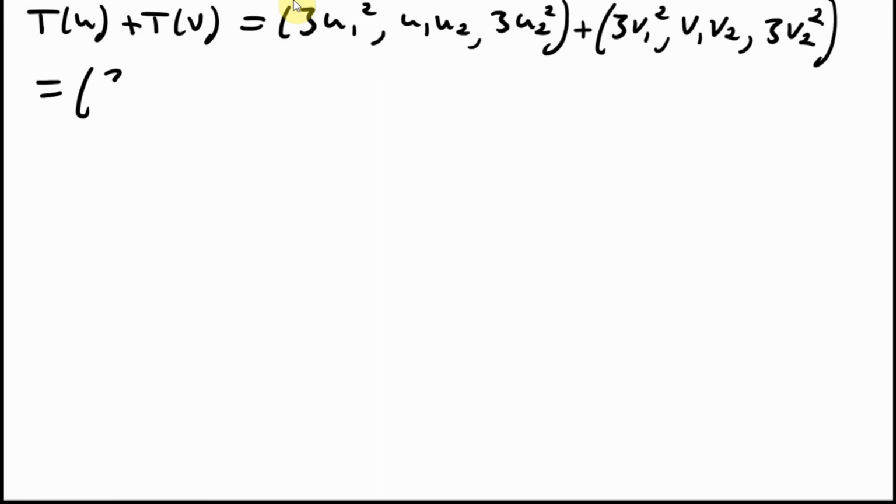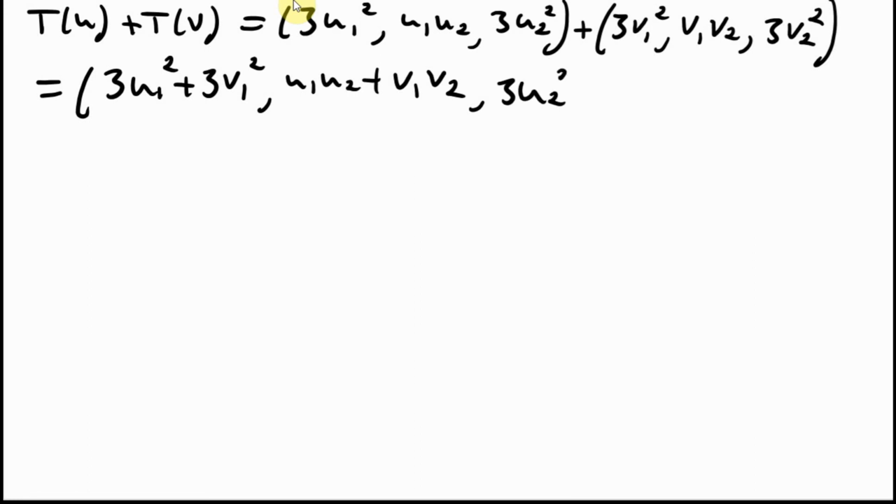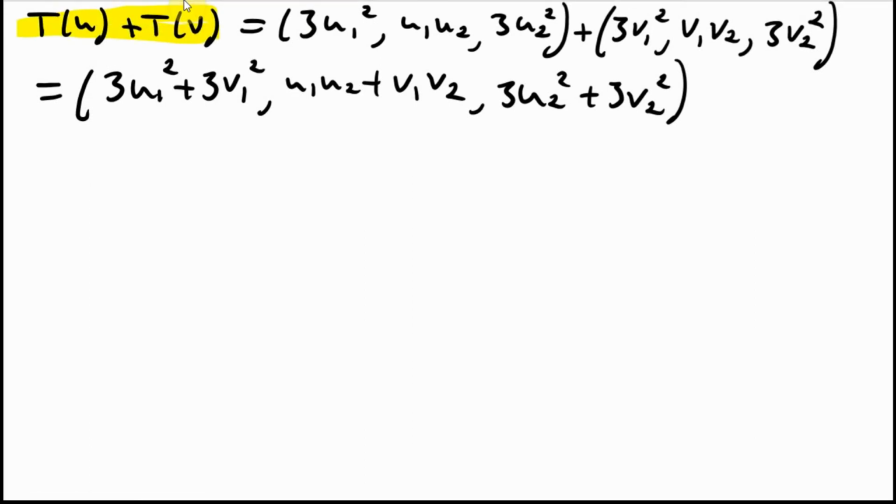So now we add that. This is 3 u sub 1 squared plus 3 v sub 1 squared, comma, u sub 1 u sub 2 plus v sub 1 v sub 2, comma, 3 u sub 2 squared plus 3 v sub 2 squared. Now is T of u plus T of v the same as T of u plus v? Look, they're different. These terms are different. Let's go back to T of u plus v and look at the first component. You're going to see these two terms, but there might be something else there as well.